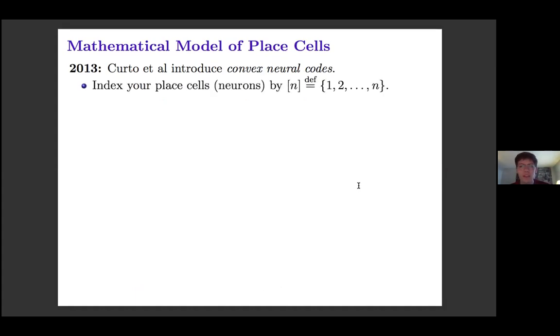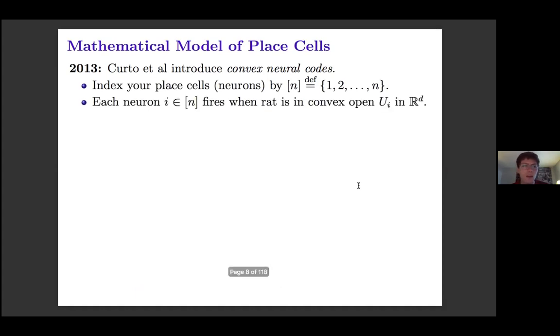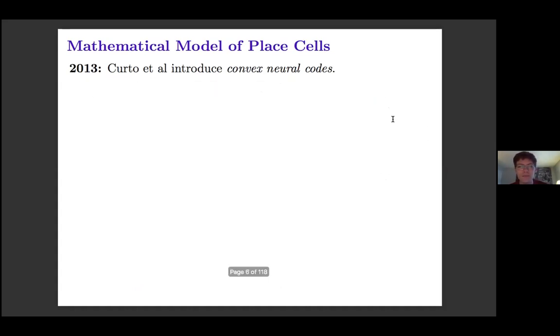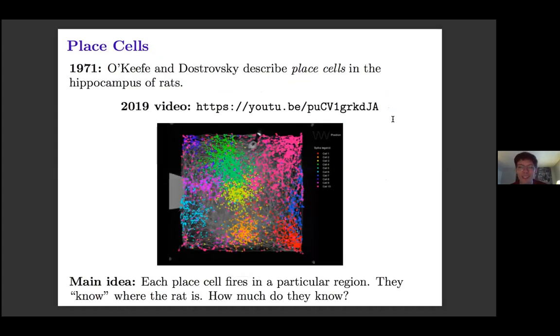And what we're going to do is we're just going to label our neurons 1 through n. Here, square brackets n will denote the set 1 through n. And each neuron fires in, if we go back to this picture, very roughly a convex open subset of our environment. That's the approximation we're going to use in this talk: convex and open for these places where these cells are firing. And of course, they're firing discretely, but we can look at the blob where they're most likely to be active.